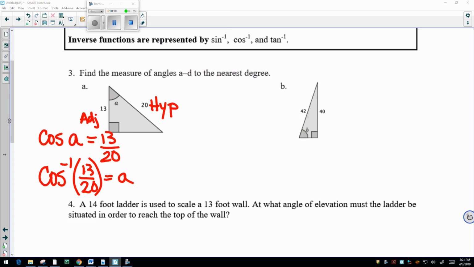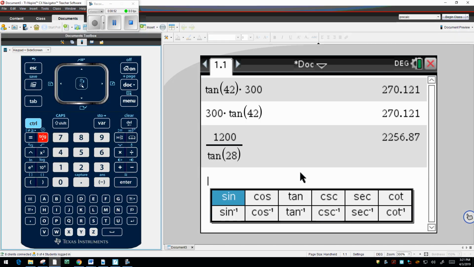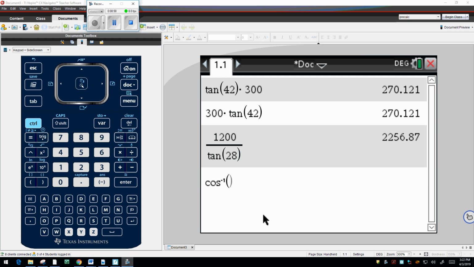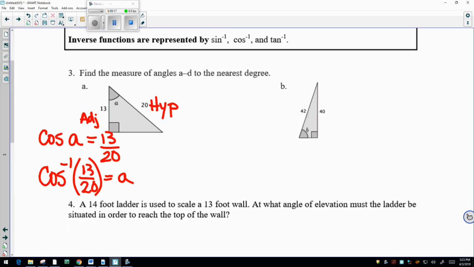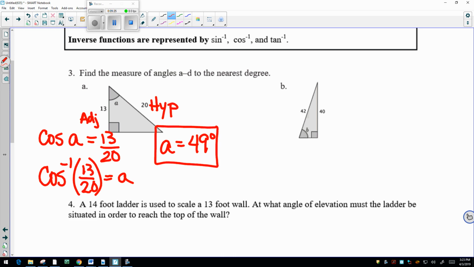Okay. So we go to the calculator, and the inverse cosine, we're going to get the same place we got the other ones. We're going to go cosine, and we're going to get our fraction template, and we have 13 divided by 20, and we get 49.4584. So what that found is our angle. So we can go back to this problem and say our angle A, and if we round to the nearest degree, is about 49 degrees. Okay, so the inverse function will find that angle.